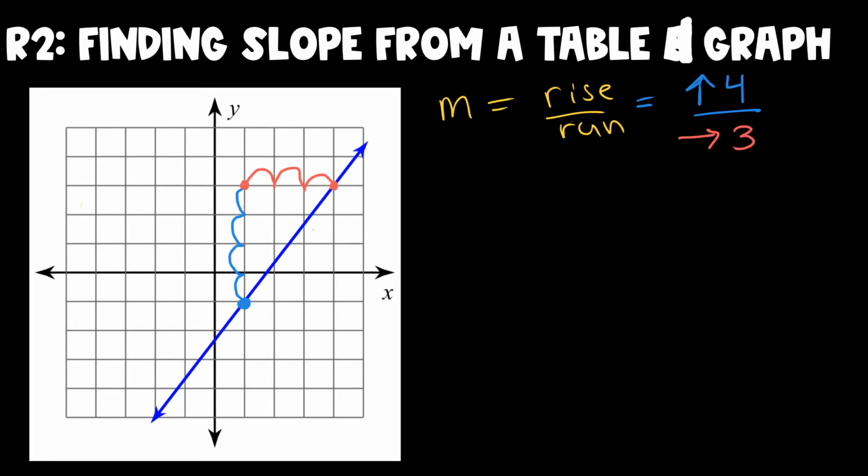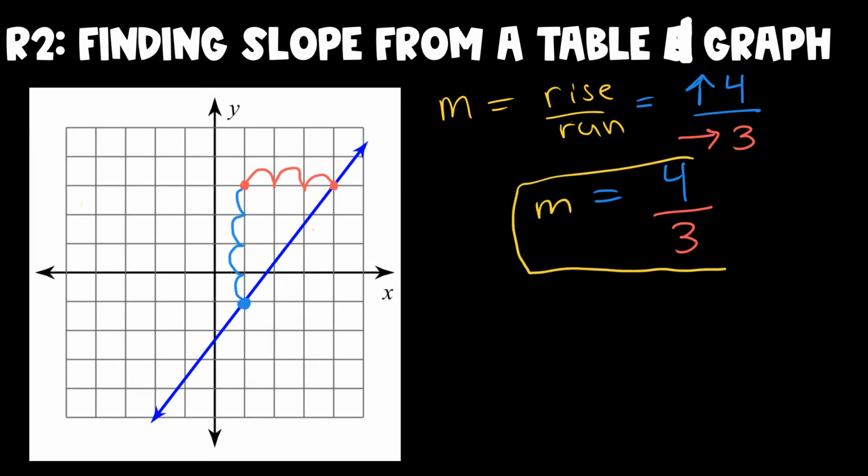So I have up 4. So if I have up 4, up is always positive, so it'd be positive 4. Right is positive, so it's positive 3. And so then my slope, my answer would be 4 over 3. Once you reach your answer, always double check to make sure that you cannot simplify. I cannot simplify 4/3, so that'll be my final answer.